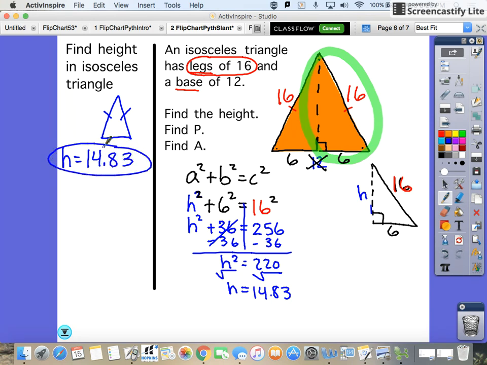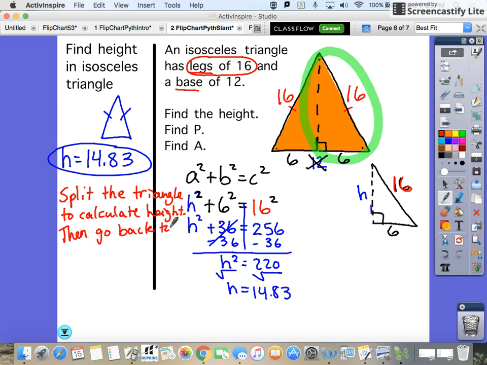Now, once you finish finding the height, you have to go back to the original triangle to find the perimeter and the area. So we split the triangle to calculate height, which we have done. Then go back to the original, go back to the OG, and find the rest.